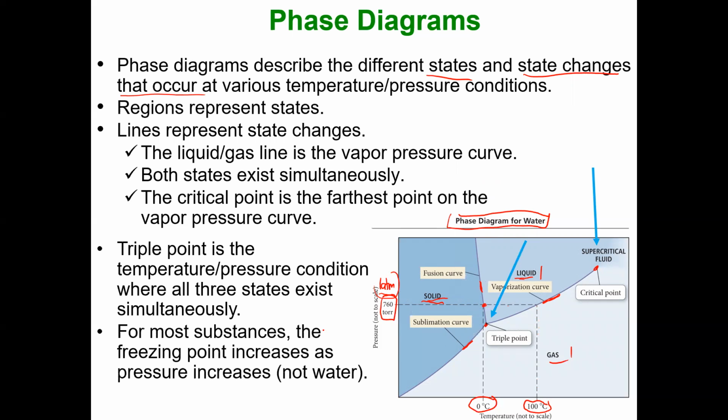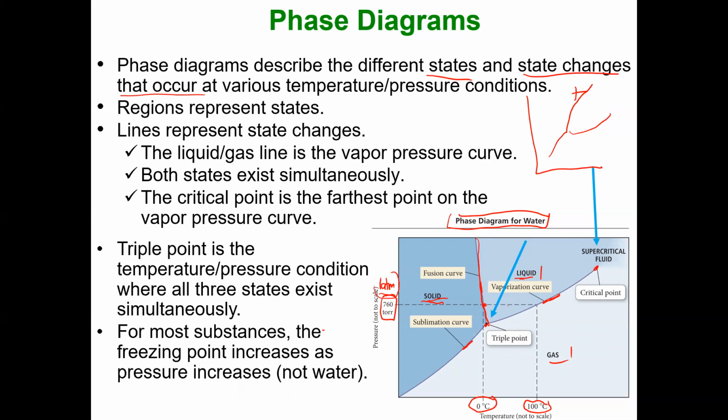Now, the other thing I want you to notice is typically the fusion curve or the freezing point is going to increase as pressure increases. And typically, and especially the way I drew it, and you'll see in all other phase diagrams, that fusion curve has a positive slope. Water is unique. Water's fusion curve is actually a negative slope. And the reason is liquid water is more dense than solid ice. So ice is less dense.